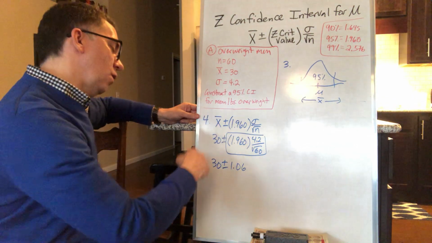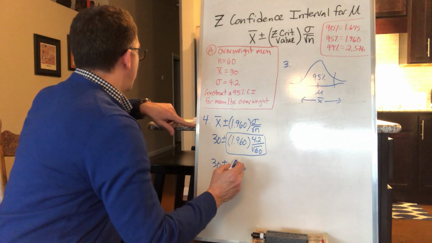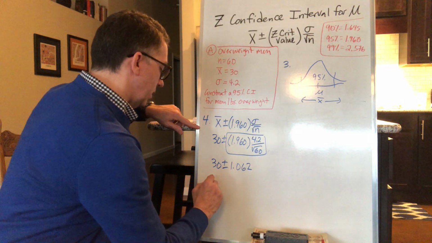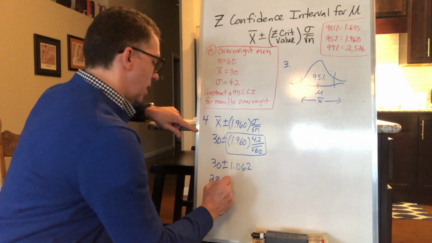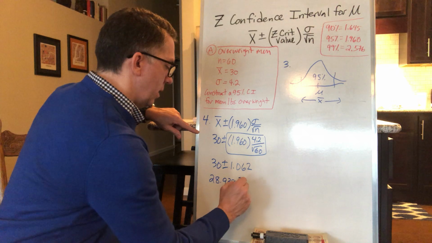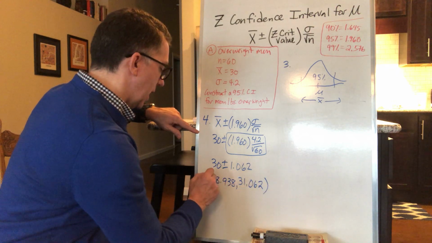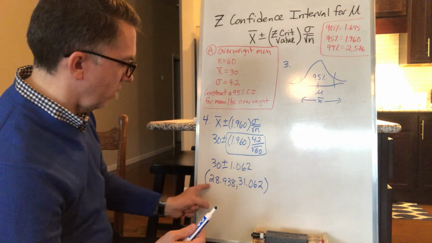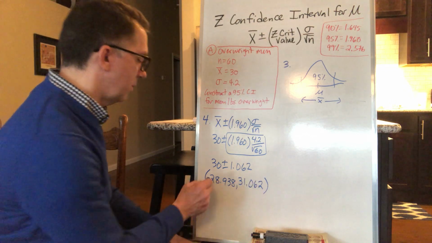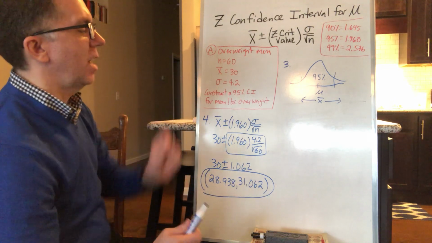All right, so if I subtract it on one side of 30 and add it to the other side, I get, I got to put a 2 here. I'm going to put 3 decimals there. I get 28.938 all the way over to 31.062. And I'm going to write it in interval notation. So if you ever learn that in school, put a parenthesis, your left value, a comma, your right value, and a parenthesis. Okay, so that's our actual confidence interval that we constructed from that sample.